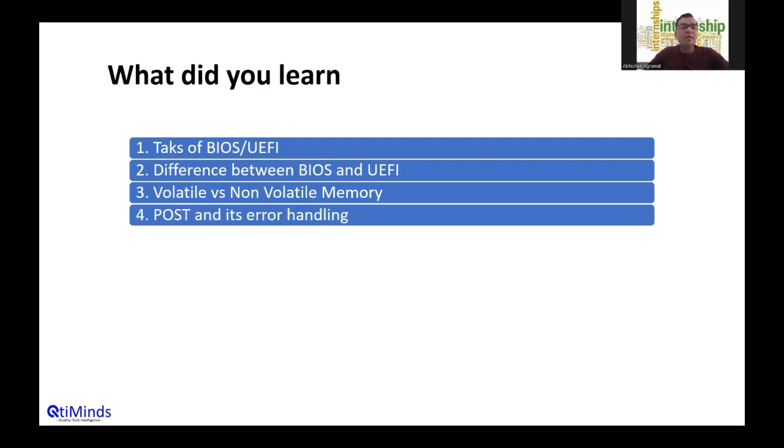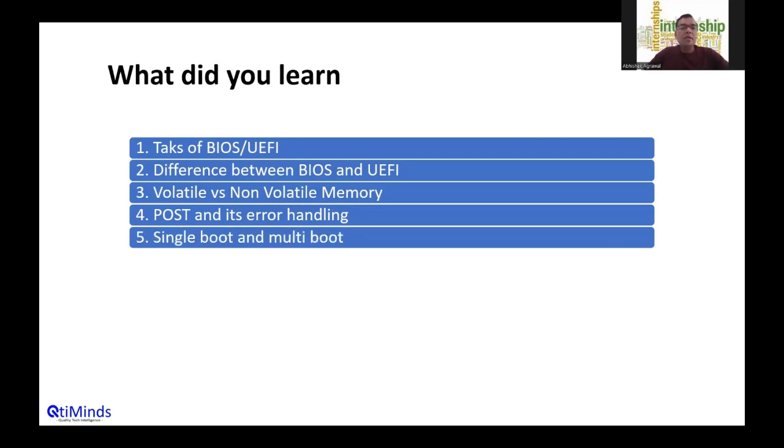Next one, we learned about POST and its error handling. So what is POST? Power-on self test, and what are the various errors it gives? It can give you an error message, it can give you a beep sound, it can do something else. So these are the things for POST.